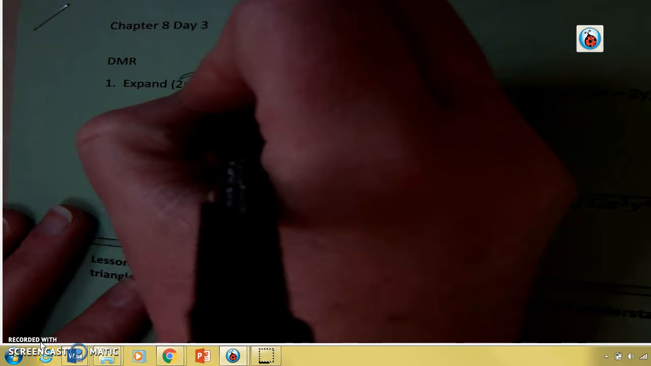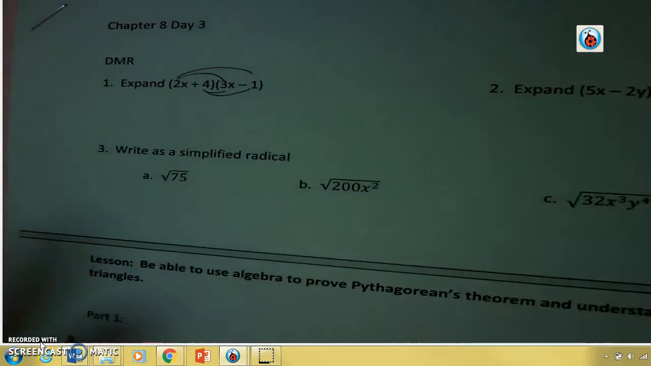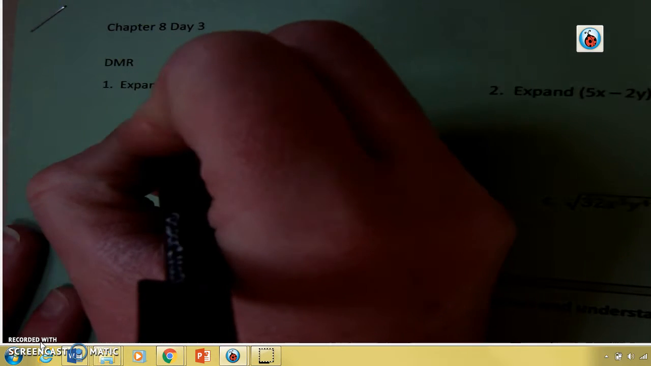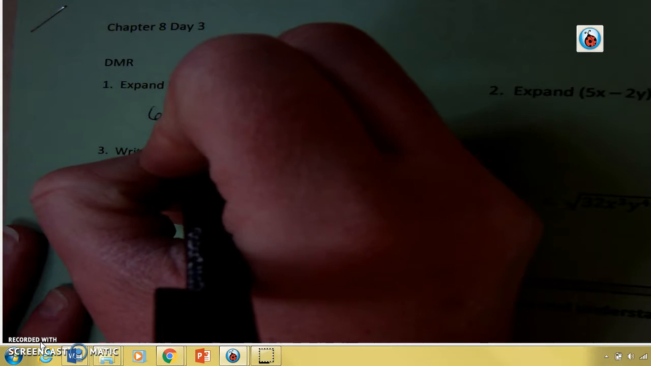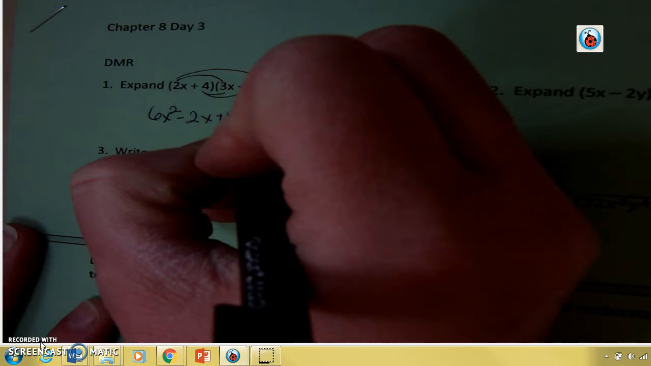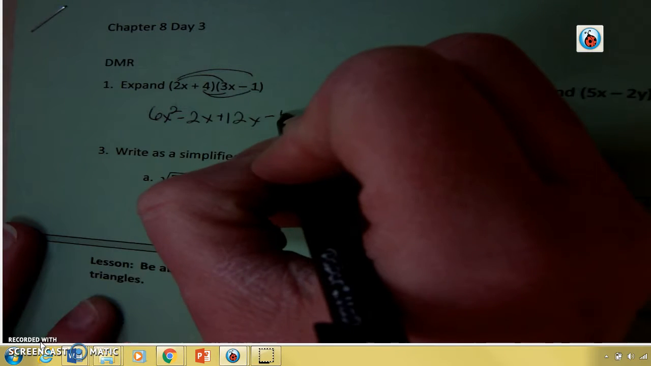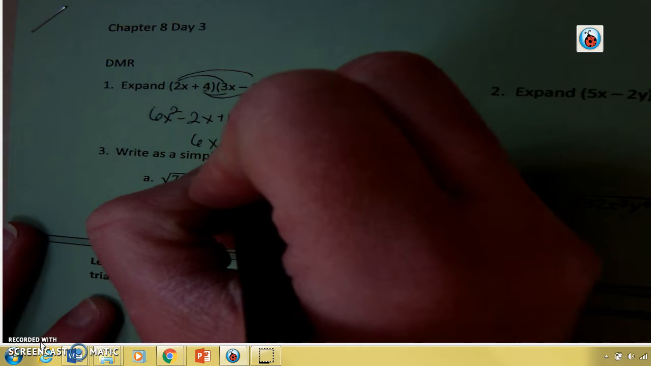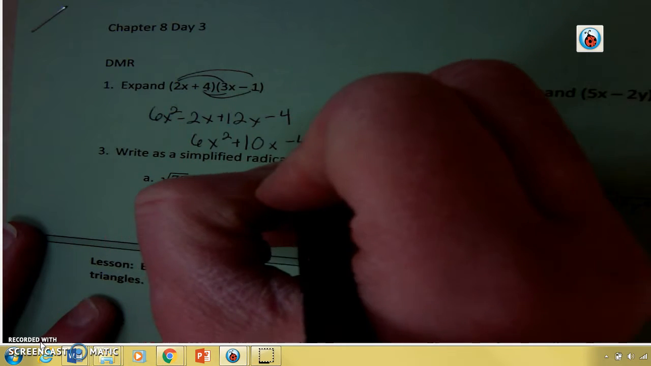Sorry. Which means essentially I have to just distribute everything in the first set of parentheses to the second and vice versa. So 2x times 3x is 6x squared. 2x times negative 1 is negative 2x. 4 times 3x is 12x. And 4 times negative 1 is negative 4. Then simplify like terms. So I have 6x squared plus 10x minus 4.